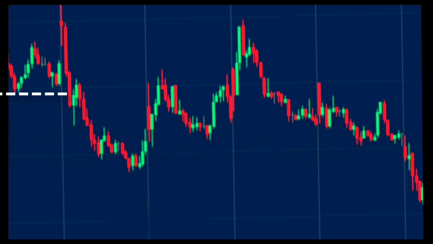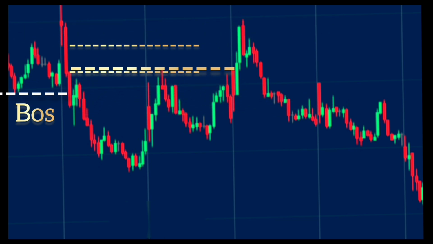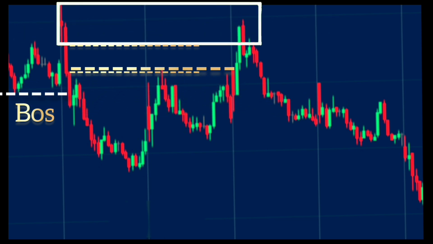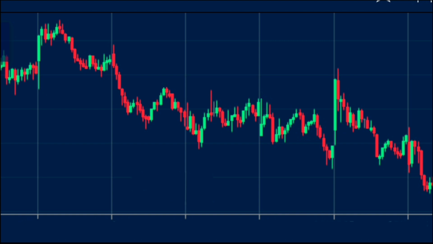The market makes a lower low to the downside and makes BOS to the downside also. Here the market makes a double top and also a fair value gap is located here. The market mitigates the order block, moves to the downside and hits the target. Look at another type of liquidity chart.